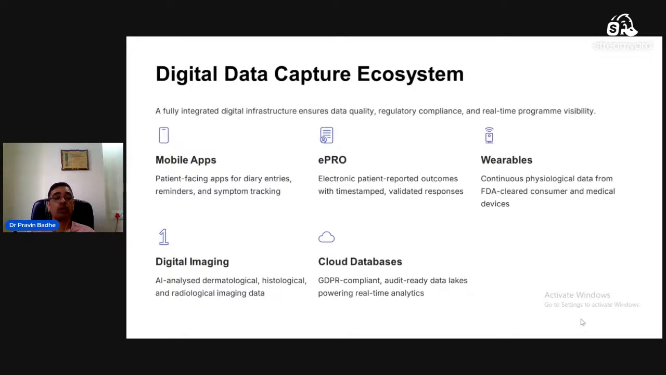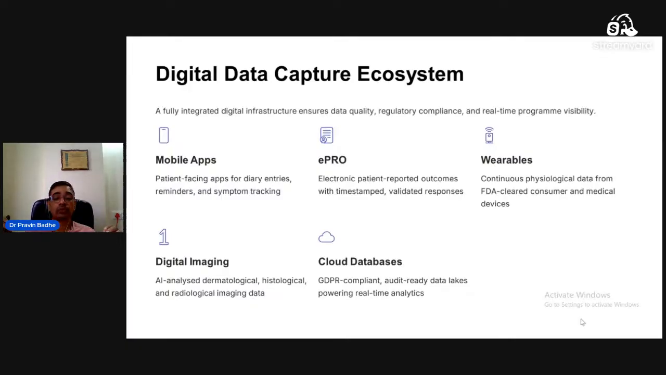We are not using all, but we are using the ePro, then digital imaging, and the mobile app. Not the complete mobile app; it is the web app with the live consultation. In process of variables and also cloud databases. Cloud database is the important part because it makes sure that the compliance of the regulatory is done. So it has to be audit ready.